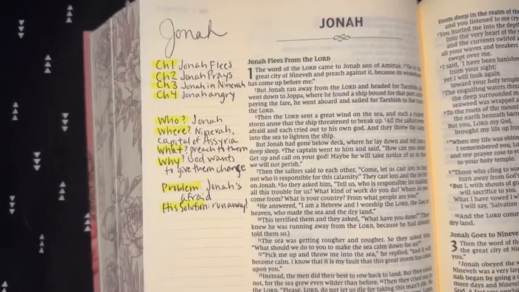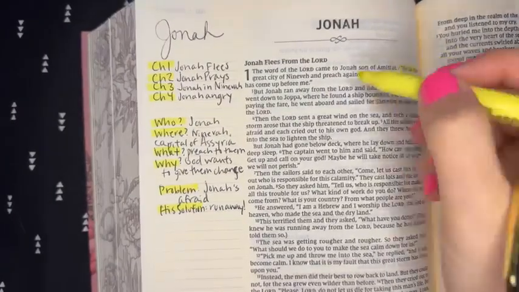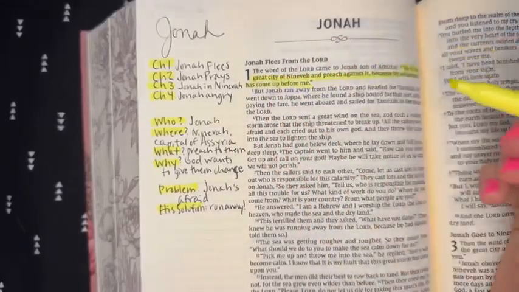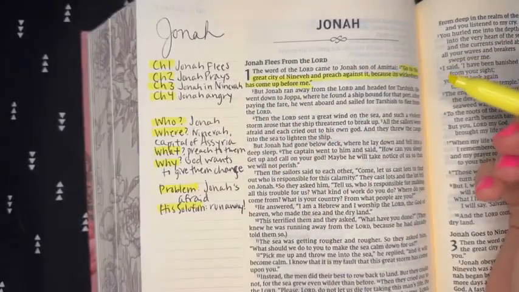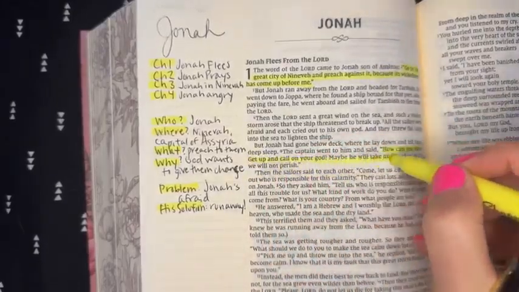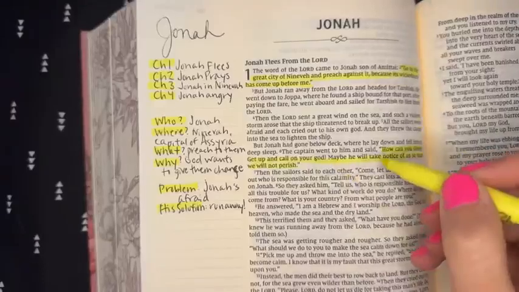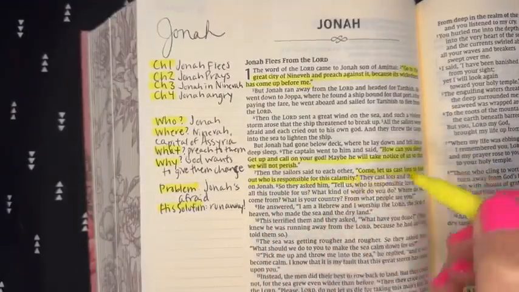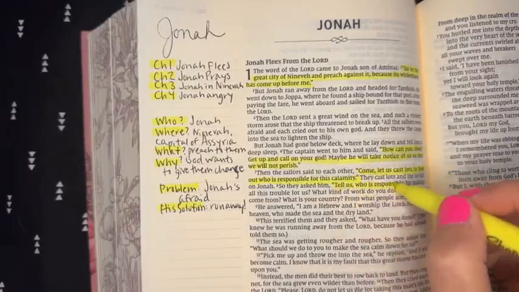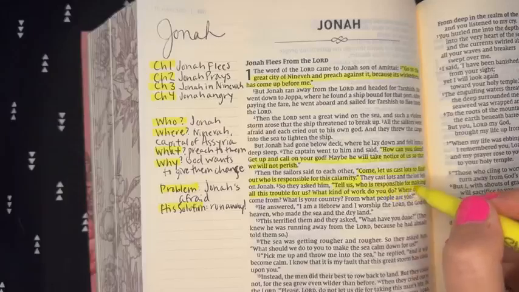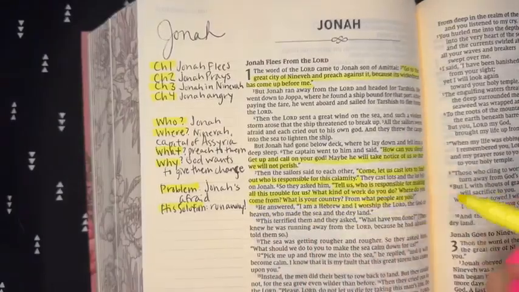I'm actually going, there's a lot of dialogue here, so I'm going to highlight the dialogue. So starting in verse 2, God tells him to go to Nineveh. And then down here in verse 6, the captain tells him, there's a storm. Why are you sleeping? Help us. Verse 6, they cast the lots. And then they ask Jonah, "Why did it fall on you? What is going on? Tell us about you."